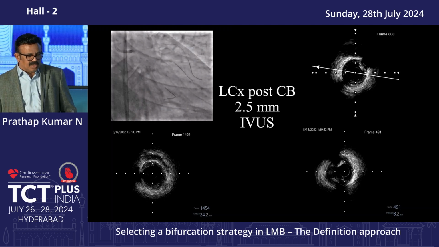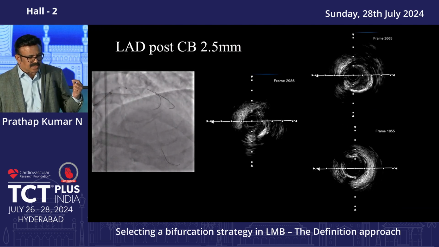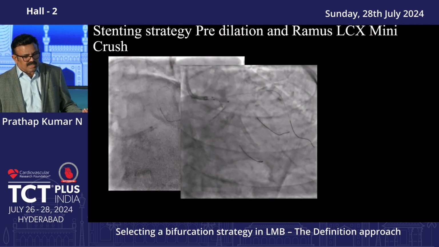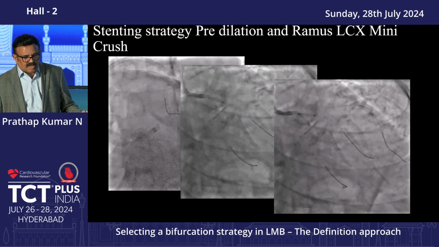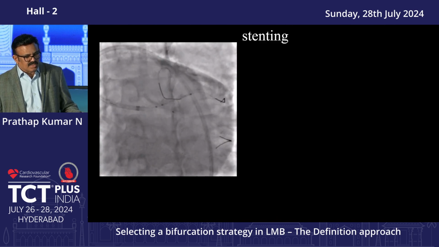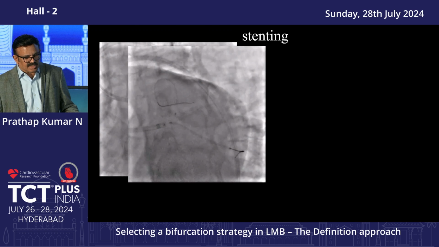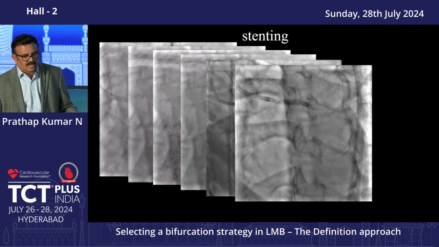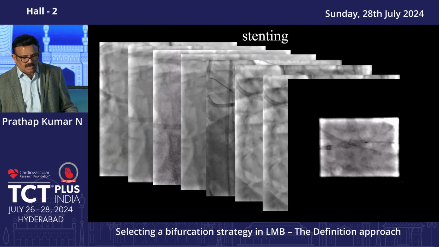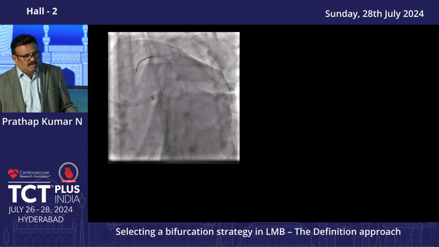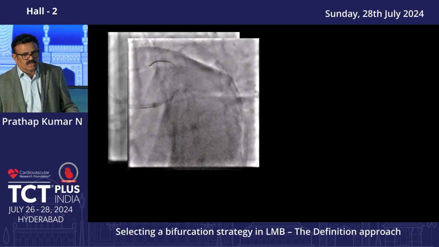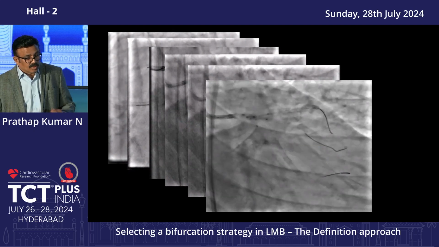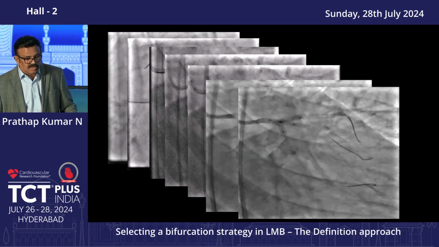Then circumflex post cutting balloon, we actually showed there is a cut created. Then LAD again we did a cutting balloon, pre-dilatation, stenting, ramus, 2 balloons, 1 stent, crushed. This is a second stent, crushed, third stent, crushed. Then recrossed through the first stent strut, second stent strut, all without contrast. 3 balloons together, kissing.